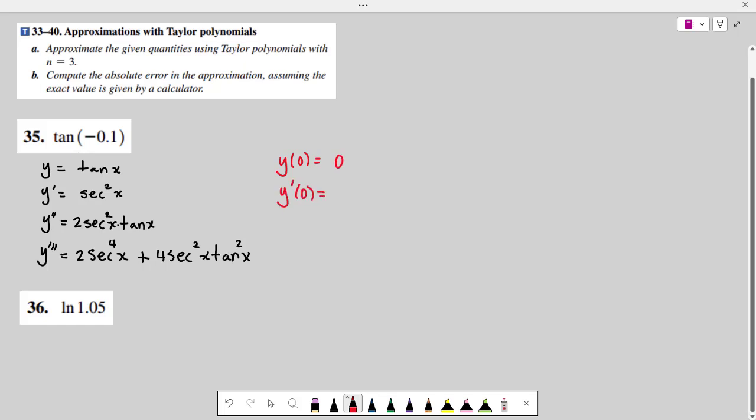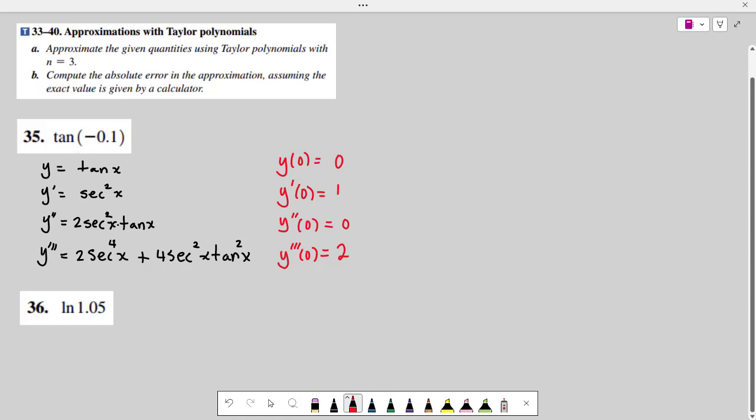So y of 0 is 0. Y prime of 0 is what? 1. Cosine of 0 is 1. Y double prime of 0? 0. Y triple prime of 0? 2.